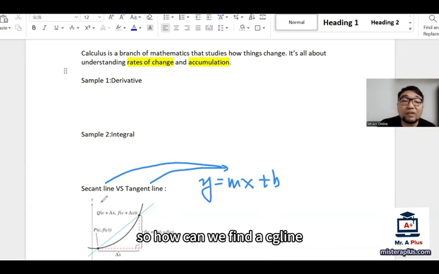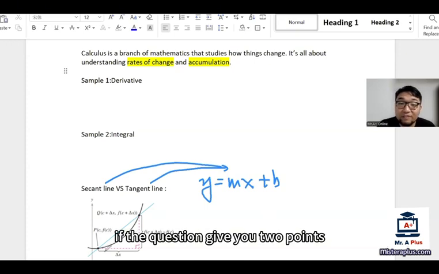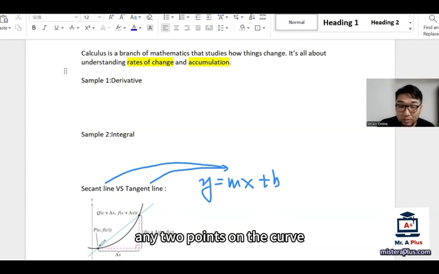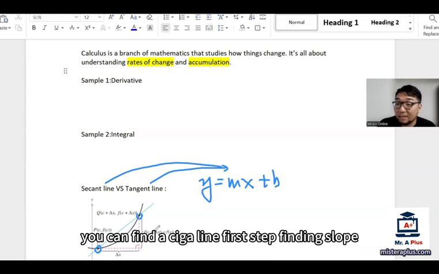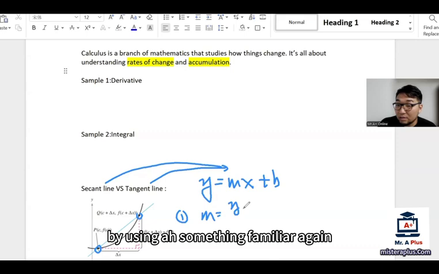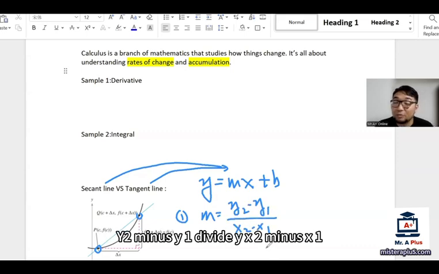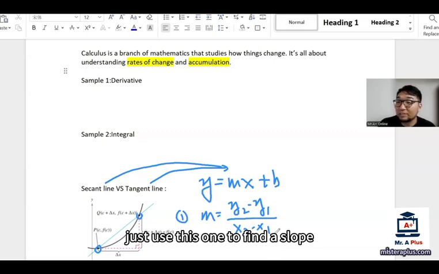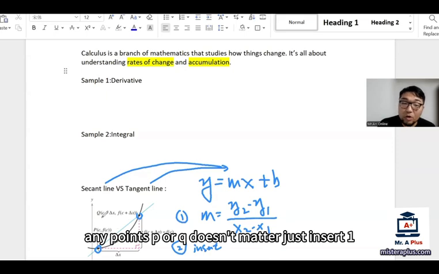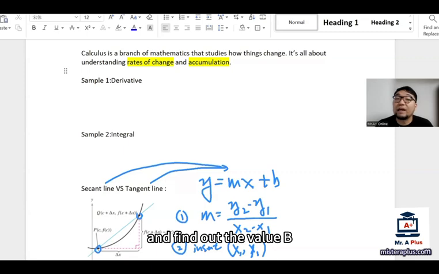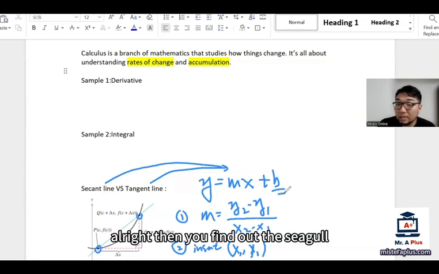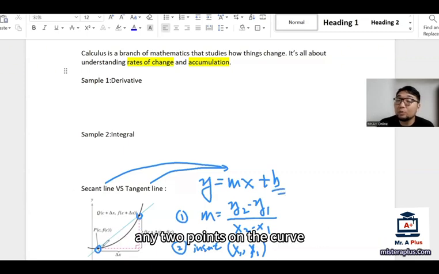So how can we find a secant line? If the question gives you 2 points, any 2 points on the curve, you can find a secant line. First step, find the slope using something familiar again: y2 minus y1 divided by x2 minus x1. Just use this to find the slope. Once you find the slope, you insert either point, P or Q, it doesn't matter. Just insert 1 point and find the value b. Then you have the secant line through any 2 points on the curve.